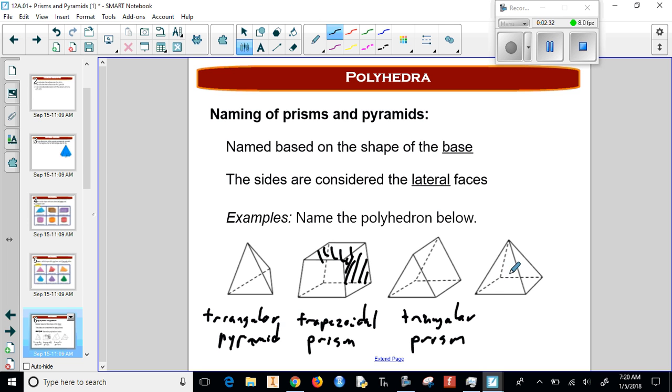Over here, we're not quite sure from this drawing if this is a square or a rectangle. Just to be safe, let's call it a rectangle. So this would be a rectangular. And then since there's triangles all around, we're going to call this a pyramid.